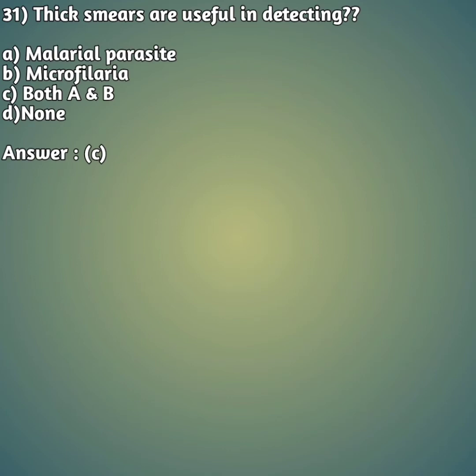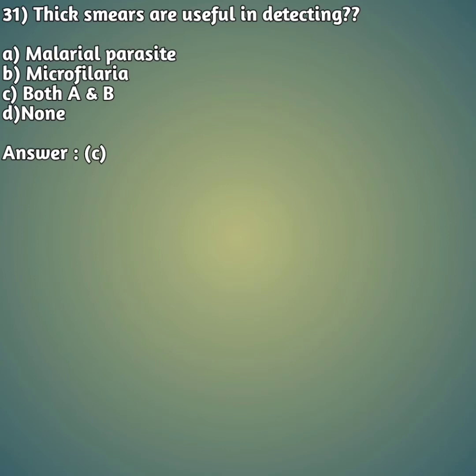So, friends, our first question is: thick smears are useful in detecting what? As you all know, we make two types of smear, one is thick smear and one is thin smear. Thick smears are mainly used to detect infection, to estimate the parasitemia, or to detect the presence of the parasites. Thin smears are used to identify the malarial species and also recognize parasite forms like schizonts and gametocytes.